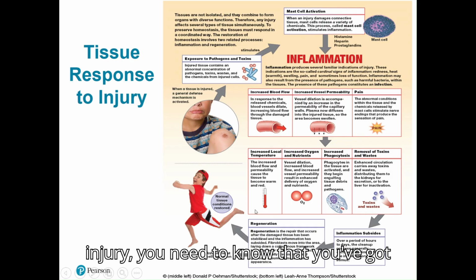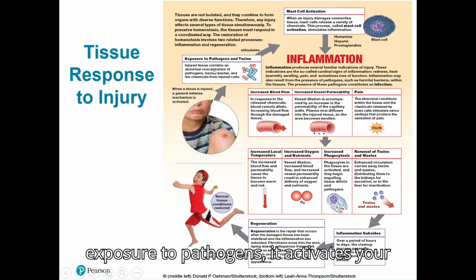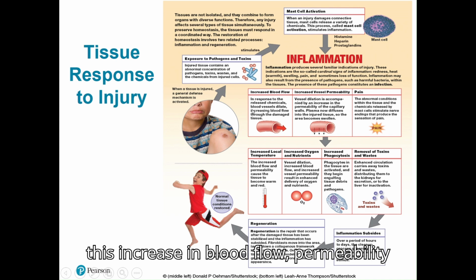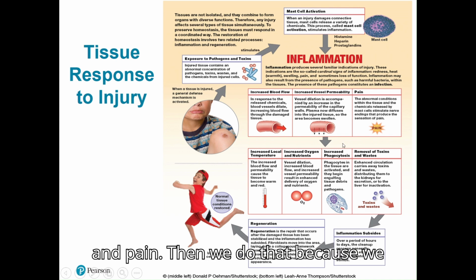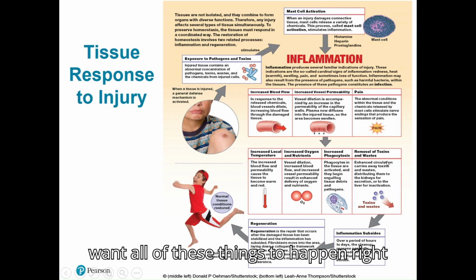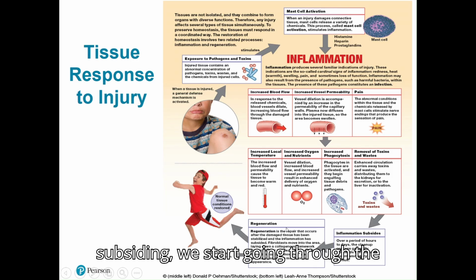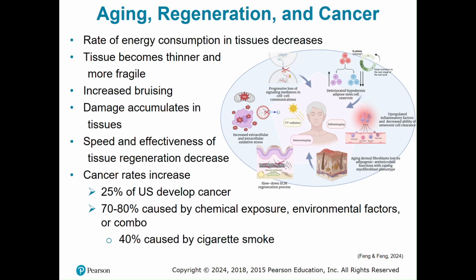So tissue injury, you need to know that you got exposure to pathogens. It activates your mast cells. Mast cells secrete these 3 different chemicals, which cause this increase in blood flow, permeability, and pain. Then we do that because we want all of these things to happen right in here. And then once it starts subsiding, we start going through the regeneration process.